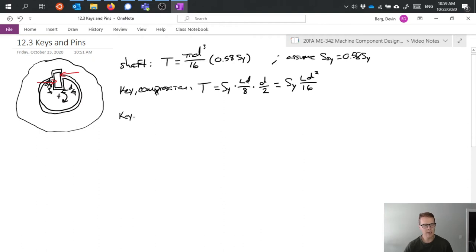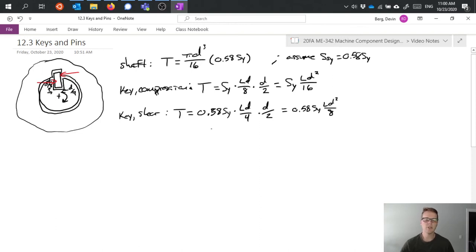We also need to look at the key in terms of shear failure to see if that changes anything. So we can do basically the same sort of analysis and say that our limiting torque is now in shear failure, so 0.58 Sy times the area over the shear. Now when we shear, the area we're looking at is the cross-sectional area. So in this case, it's like a top-down view of the key, and that area would be L D over 4 rather than over 8. And our torque is also at the same distance of 1 radius, so D over 2. So if we write this out, we get 0.58 Sy L d² over 8.